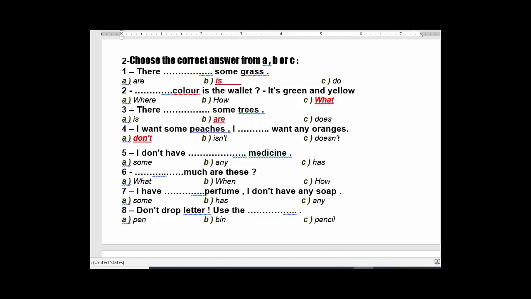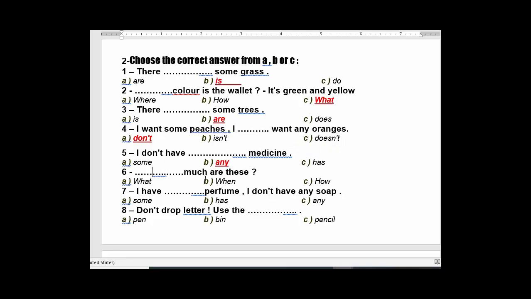Okay, number five, I don't have blank medicine. Some, any, has. Okay, focus on don't have. Don't have is a negative sentence, and we use any with negative sentences, which is excellent. So, I don't have any medicine. Again, number five, I don't have any medicine.